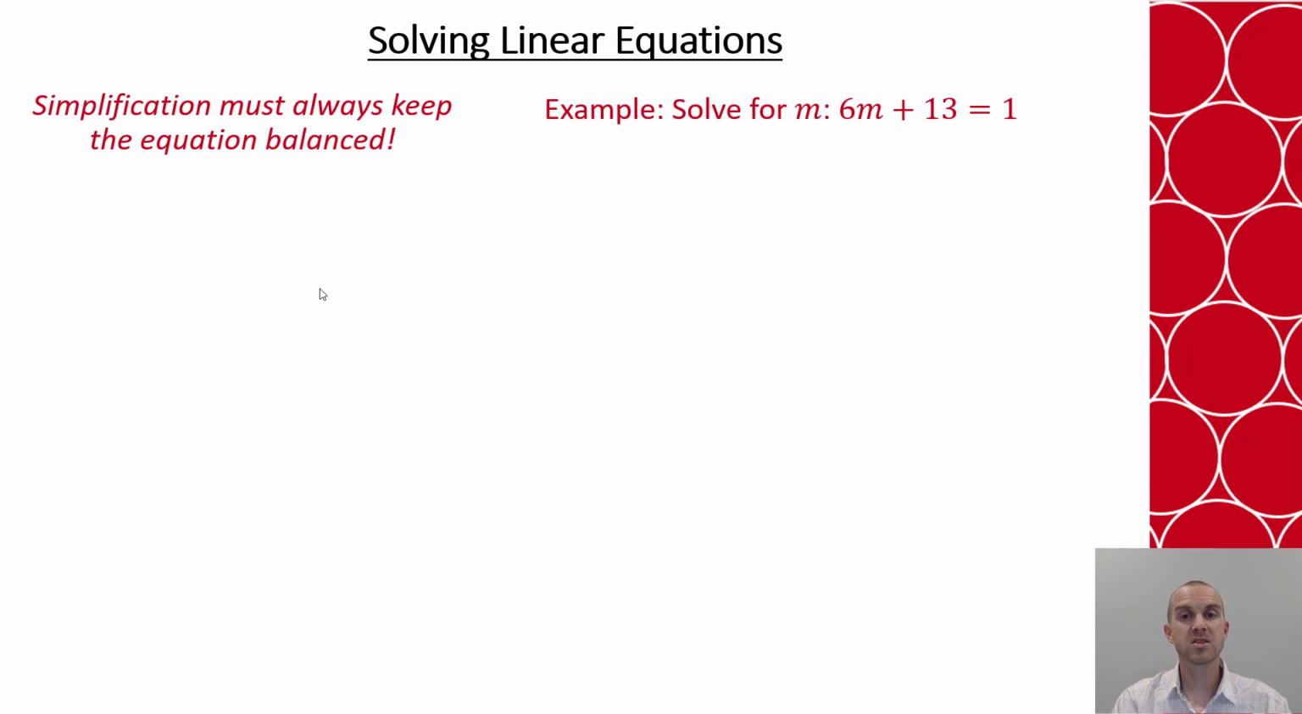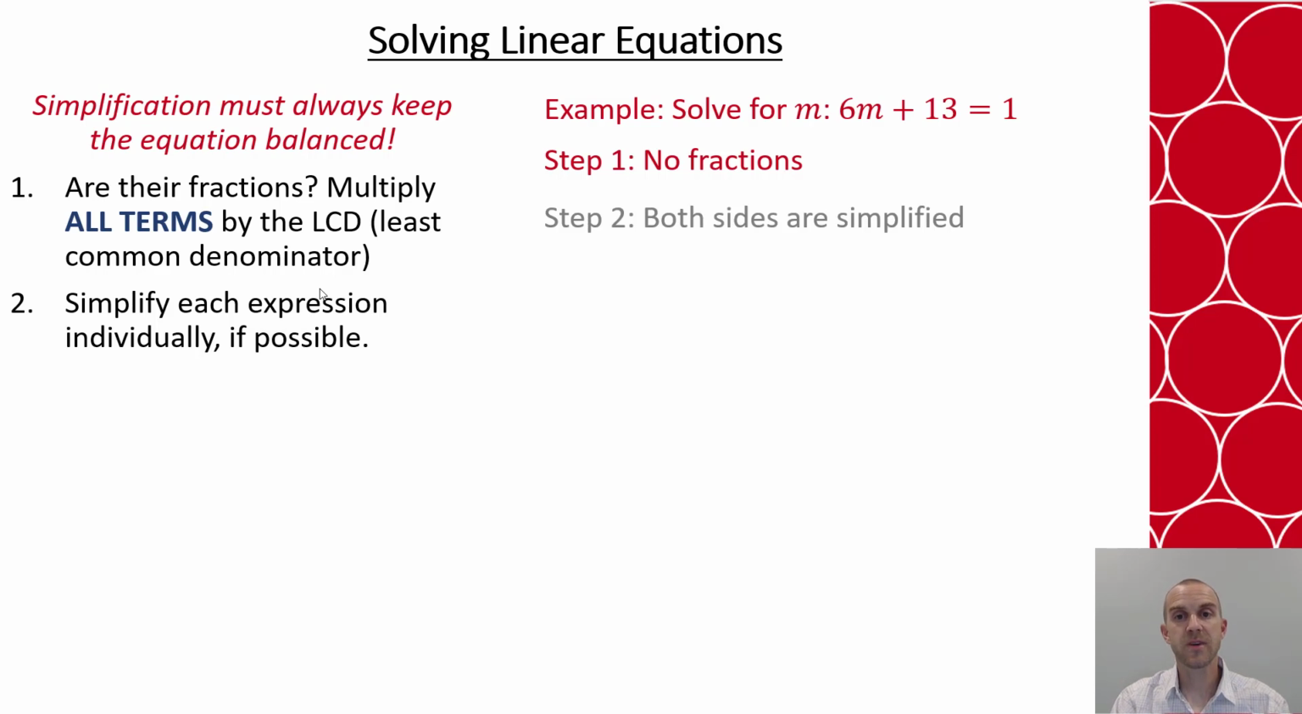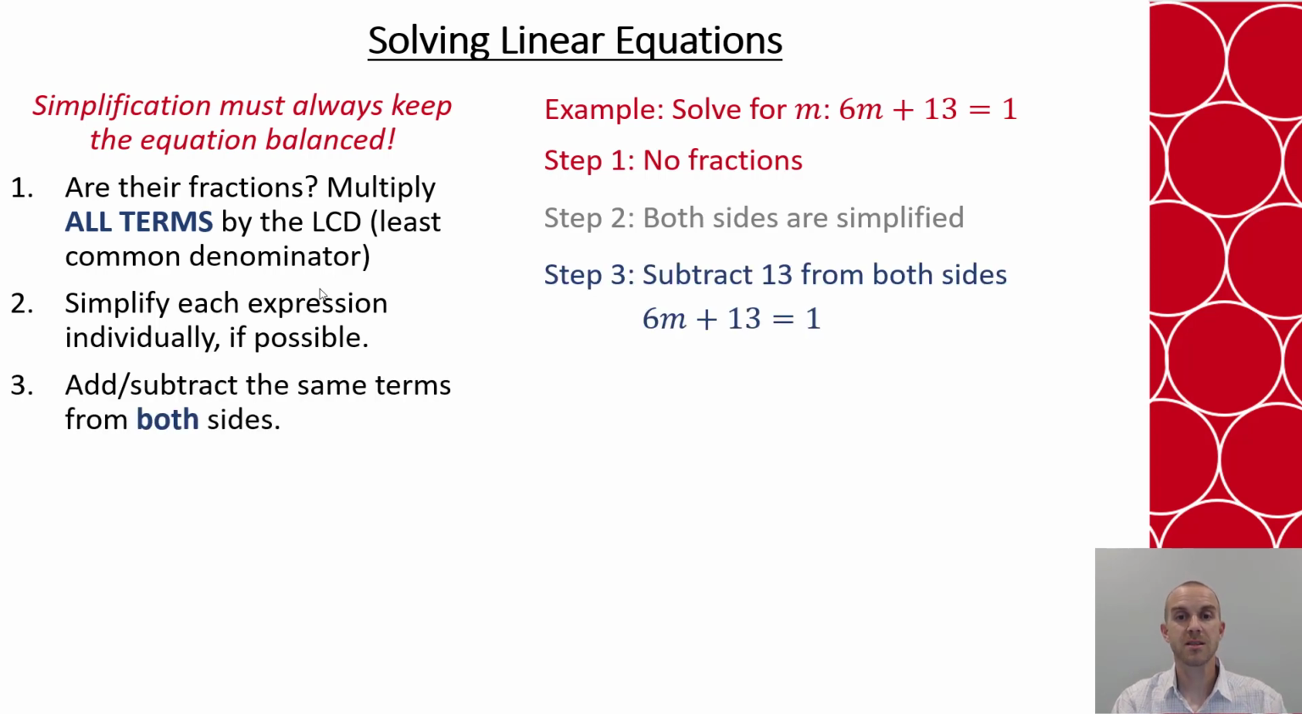So let's say we're trying to solve 6m plus 13 equals 1. There are no fractions in this equation, so I can move to step 2. Honestly, I can't simplify either expression anymore, so now we can move to step 3, which is looking at addition and subtraction on both sides of the equation. Here, since I have plus 13, I want to subtract 13 from both sides so that I can work on trying to get the m by itself.